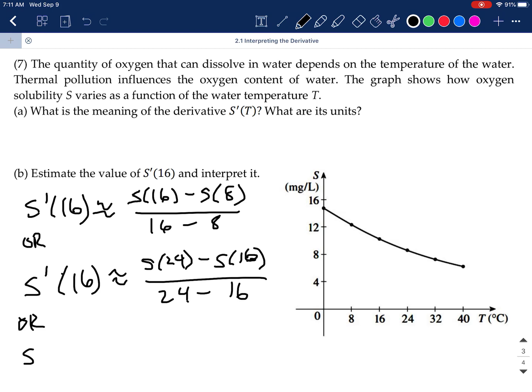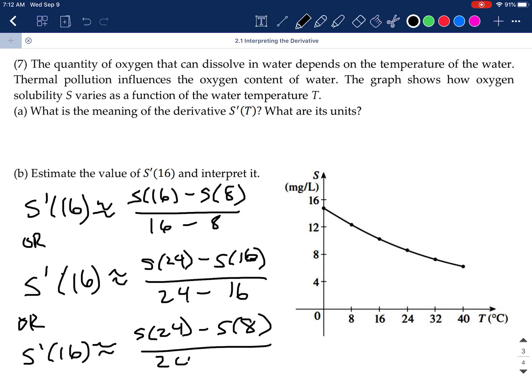Or, again, if you wanted to, because we have symmetric time measurements on either side, could do s of 24 minus s of 16. Oh, sorry. Minus s of 8 all over 24 minus 8. So any of those three could work. And again, s prime is going to be the rate of change of the solubility per degree Celsius. So it's going to be the rate of change of milligrams per liter per degree Celsius.